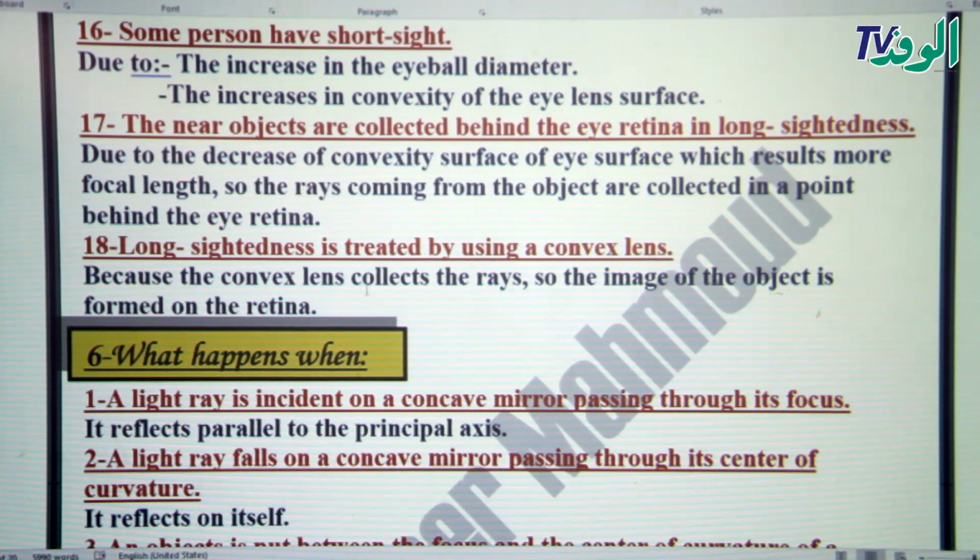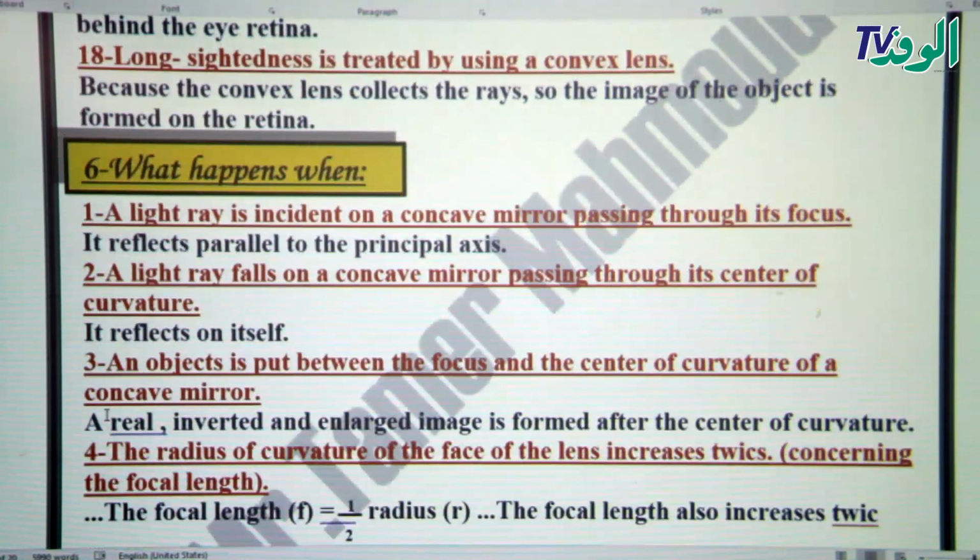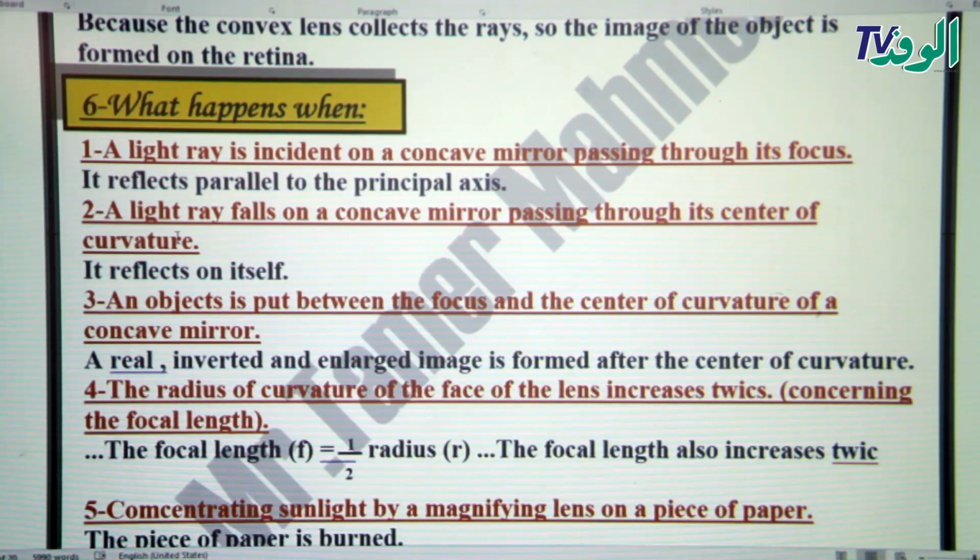Why? Because the convex lens collects the light rays, so the image of the object is formed on the retina. Let's study another type of question, which is what happens when? Number one, a light ray incident on a concave mirror passes through its focus. What will happen? It reflects parallel to the principal axis.